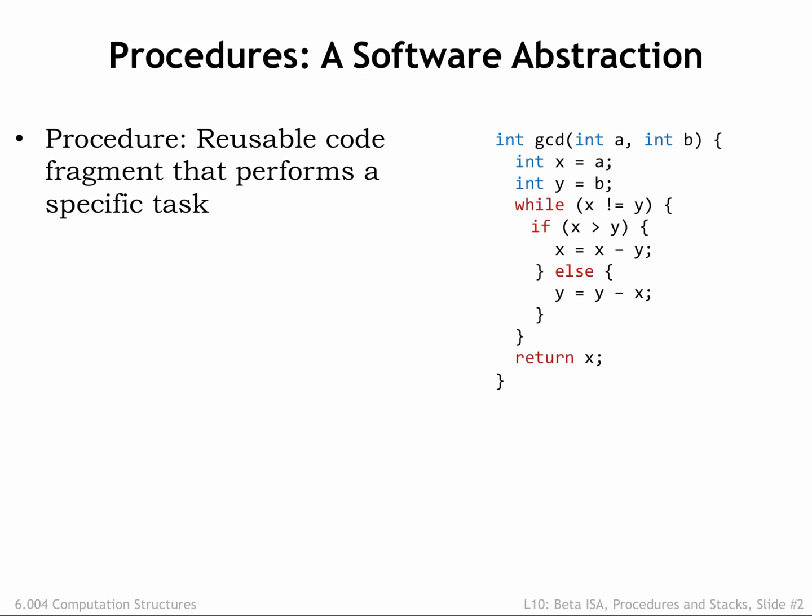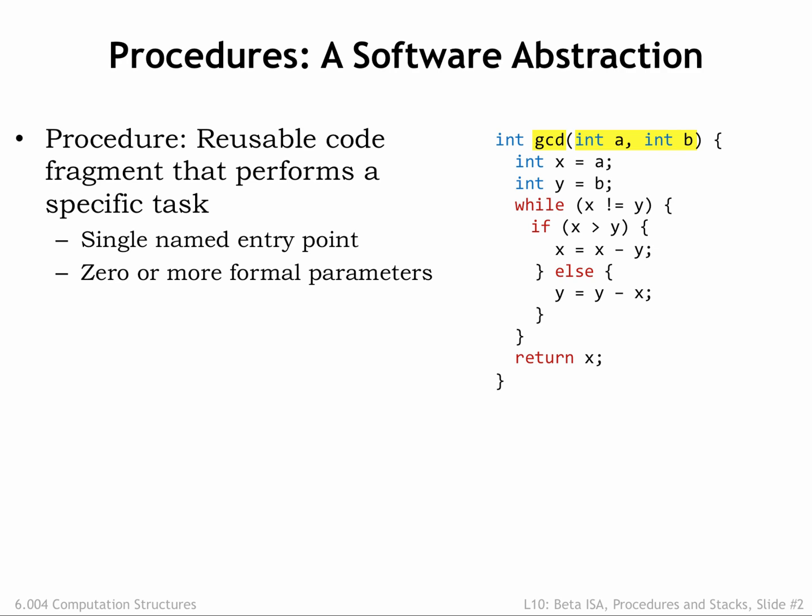One of the most useful abstractions provided by high-level languages is the notion of a procedure or subroutine, which is a sequence of instructions that perform a specific task. A procedure has a single named entry point which can be used to refer to the procedure in other parts of the program. In the example here, this code is defining the GCD procedure, which is declared to return an integer value.